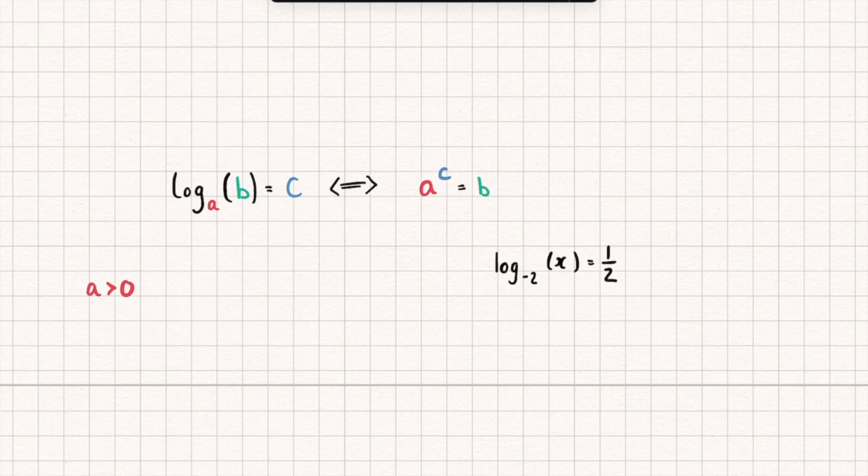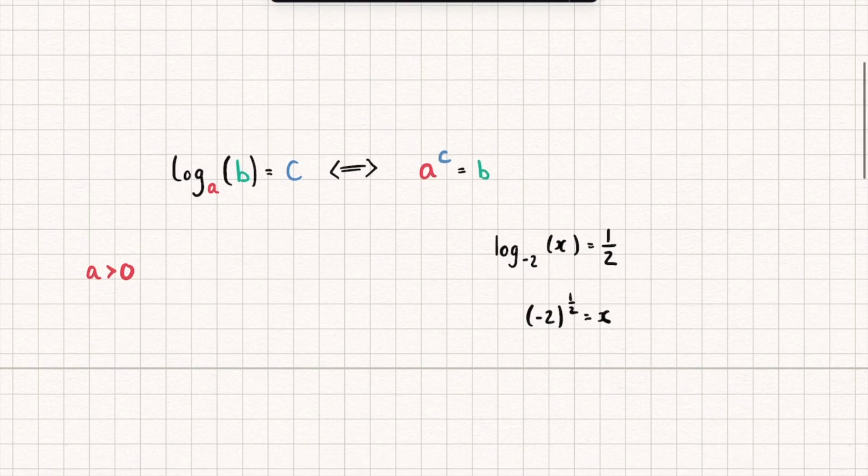Let me say log base -2 of x equals 1/2. That seems perhaps okay at the minute, but let's now try and solve this equation. Remember, all this equation says is -2 to the power of 1/2 equals x. Remembering our index laws, -2 to the power of 1/2 is the square root of -2 equals x. And now we're dealing with complex numbers, which we don't really want to do. So to avoid that from happening, we say a has to be greater than 0.